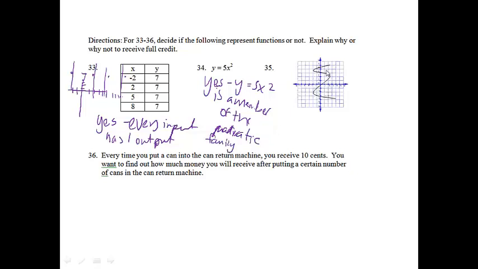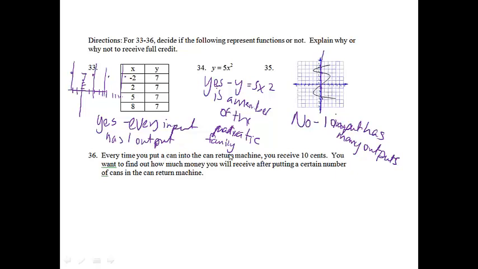Okay, and then 35, since I'm given a graph, I'm going to try the vertical line test, and I notice right away that this vertical line touches in 4 places, which means that every input has 4 outputs. So this is going to be no, and I'm going to say one input has many outputs, and it's only allowed to have 1.